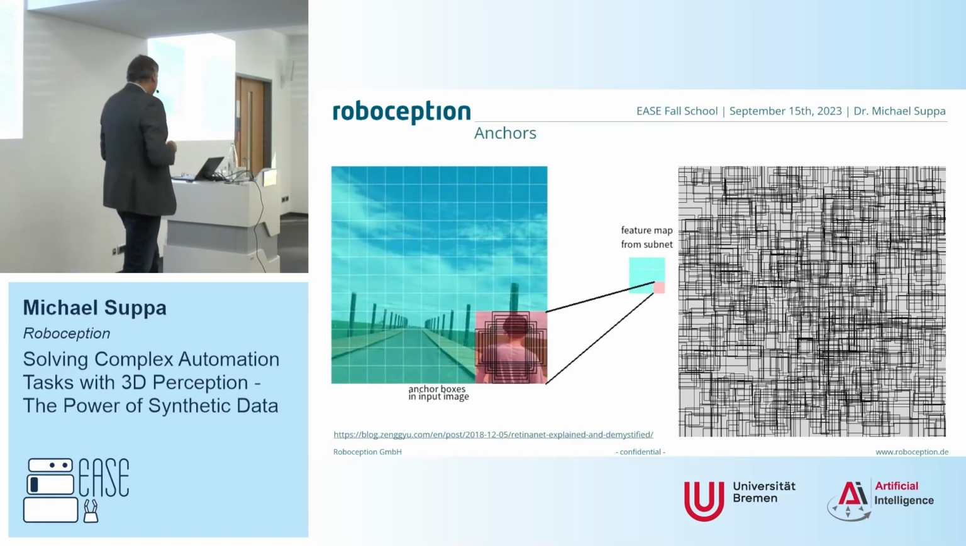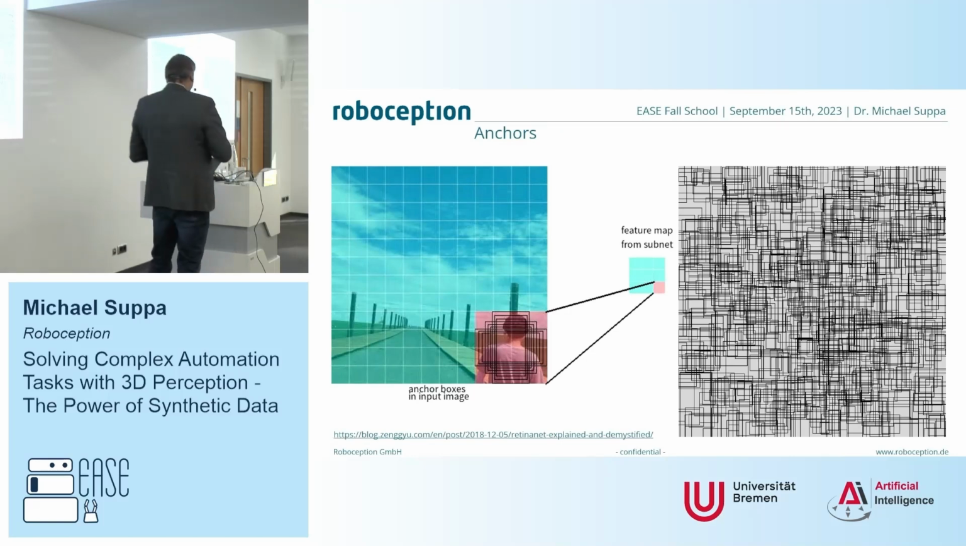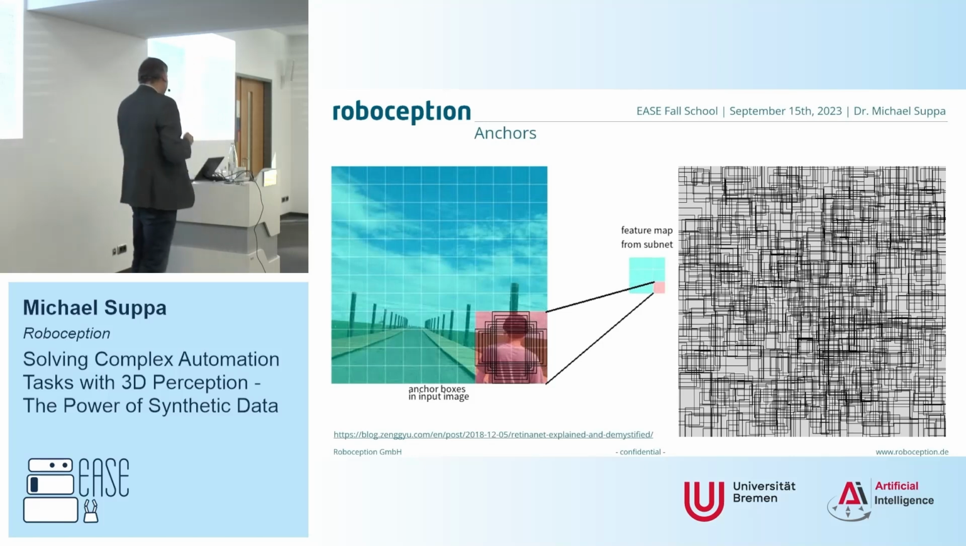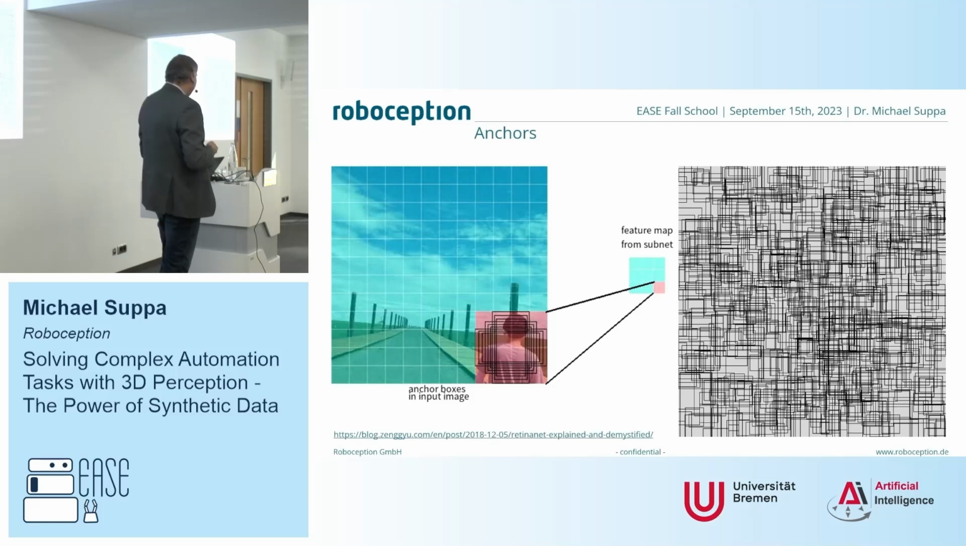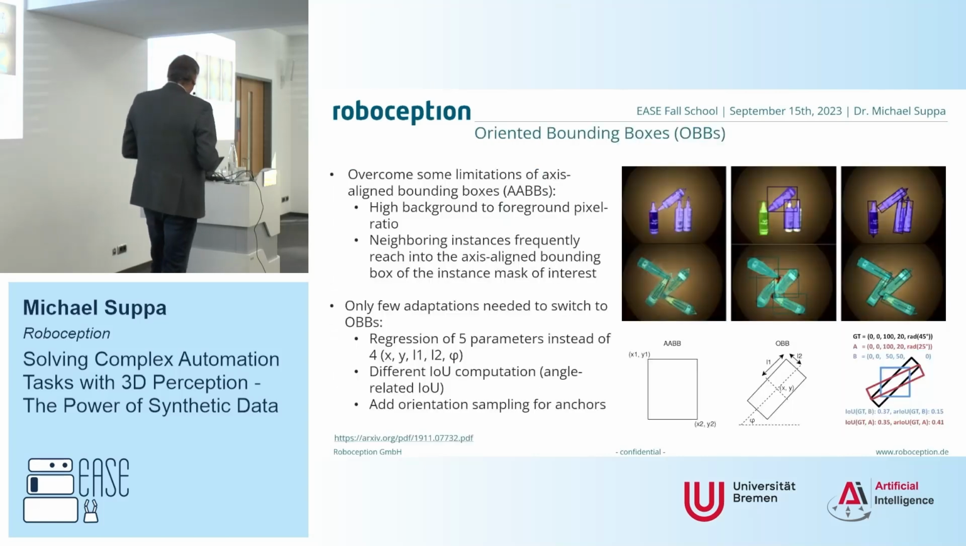The anchors are usually as such. You have these anchor boxes in your input image. You create a feature map from the subnet, and then you get your representation, the quick reference down there as well. So far, I guess most of you have worked with some bounding box detector, so I'm just giving you an insight here into how the process works. And then the interesting thing is oriented bounding boxes or axis-aligned. So giving you some examples here.